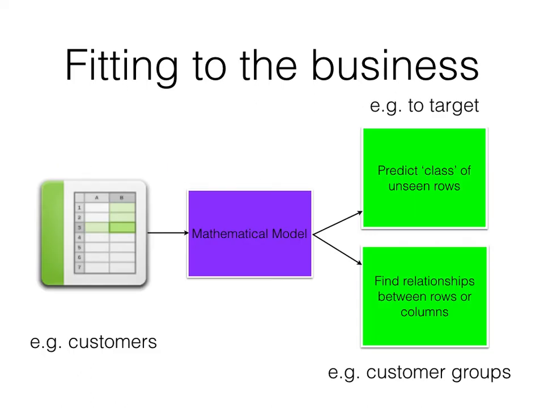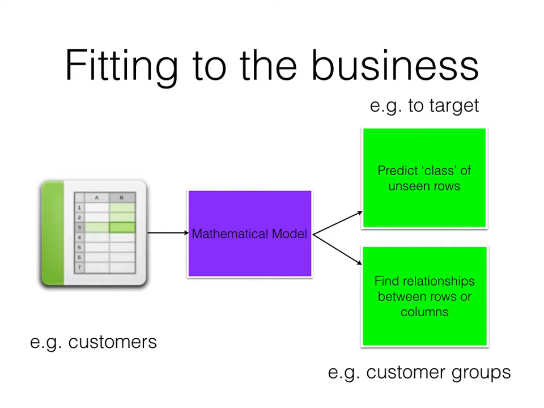Here's a schematic to give you an idea of how it fits together. We start on our left with our customers. We build some mathematical models. I show only one here, but it would probably be several. Our mathematical model might do, say, the bottom one. It might find relationships between rows in the data set, so customers, or it might find relationships between attributes about the customers, and that's often called association rule mining. If we do that, we may find some customer groups. That's an example of an unsupervised approach. We're just trying to make sense of the data.